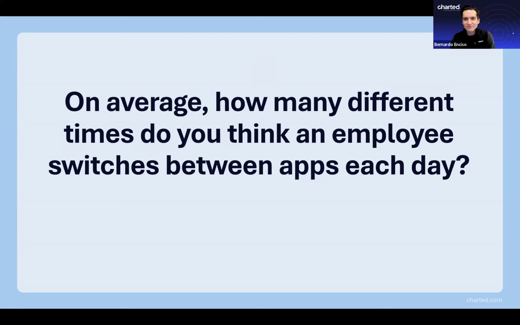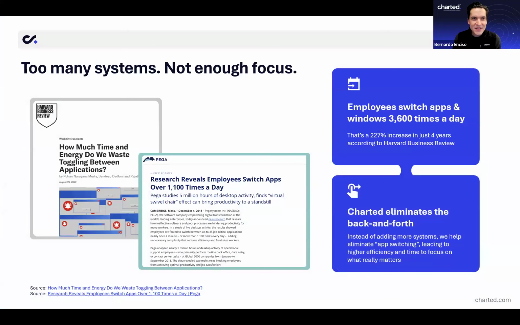All right, so we got 56% they think between 0 and 1,000, and then 44% between 1,000 and 2,000. All right, so let's see what the data says. Let's see, there you go. So too many systems, not enough focus. So the answer is 3,600 times a day.